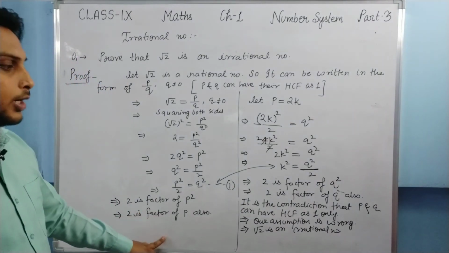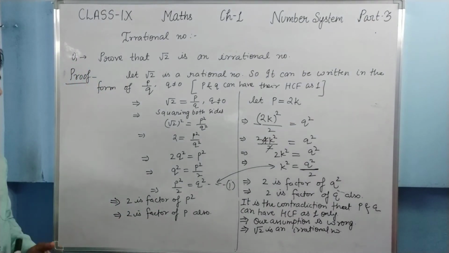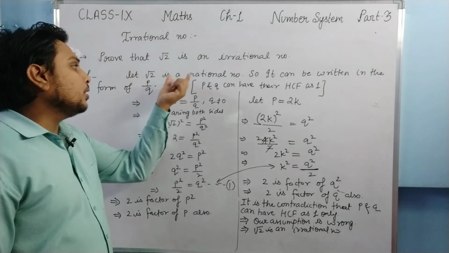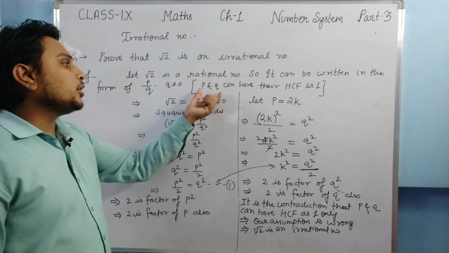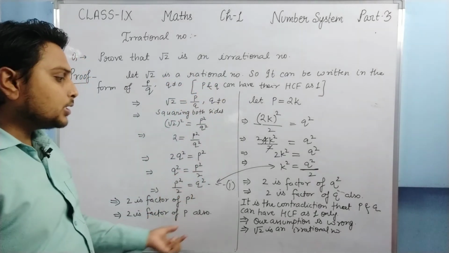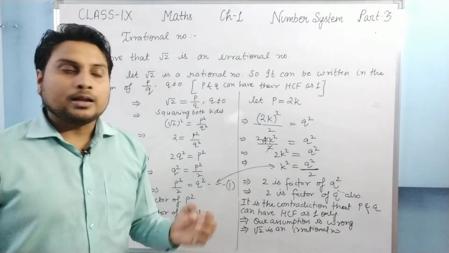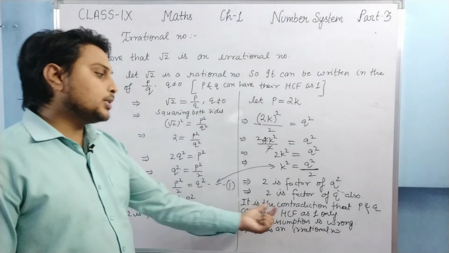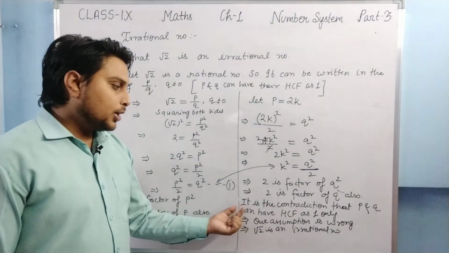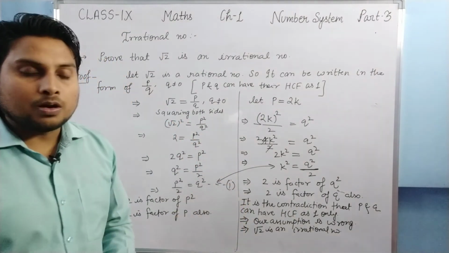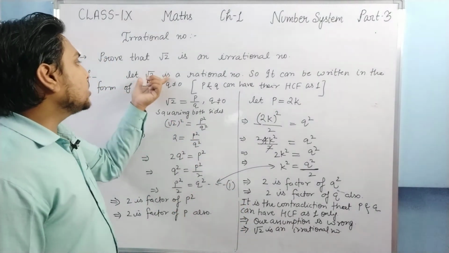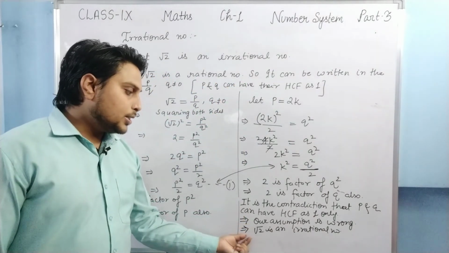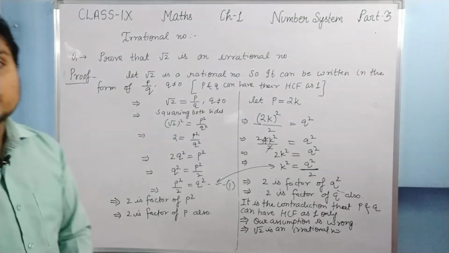It is the contradiction. Contradiction means what? Here we have supposed that under root 2 is a rational number. It means it should follow all the properties, but here it is failing its main property, that p and q should have HCF as 1. So here it is failing, which means here is the contradiction. If it is a contradiction, somewhere we have done wrong. And what wrong have we done? This line, that let under root 2 be a rational number. So our assumption is wrong. Assumption is wrong means under root 2 is an irrational number.